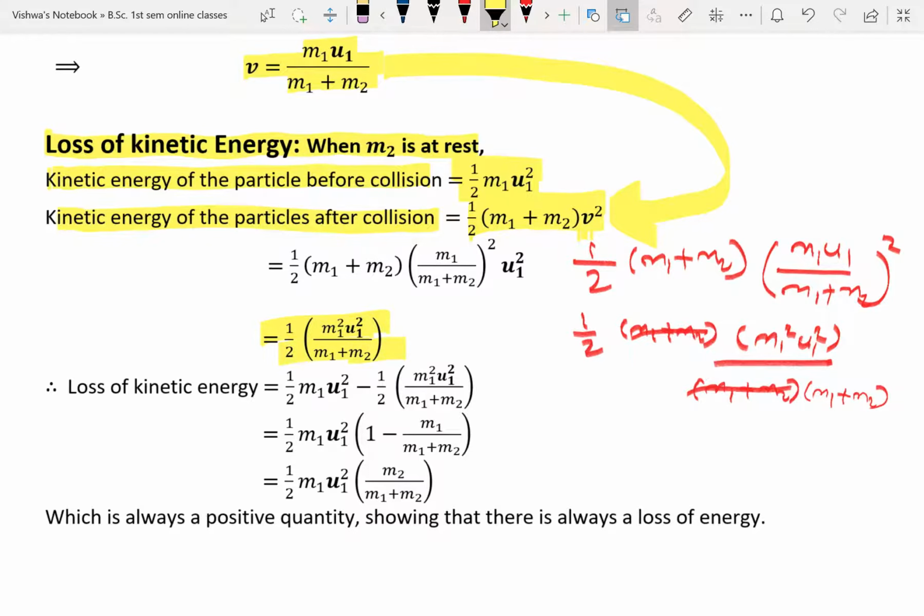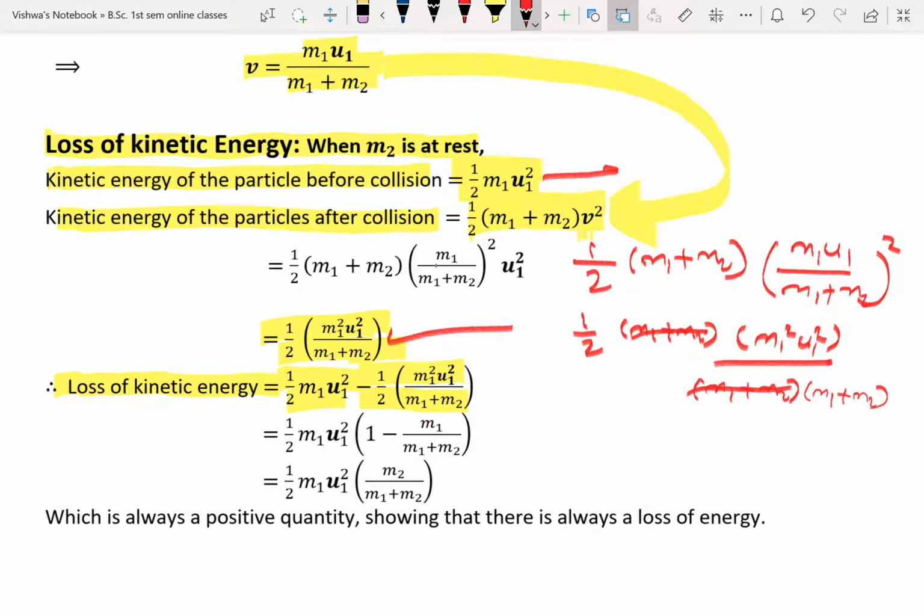Now loss of kinetic energy means there may be a loss in kinetic energy after the collision. So before collision it has more kinetic energy, after collision it loses some kinetic energy and becomes less. So to find the loss in kinetic energy, it is kinetic energy before collision minus kinetic energy after collision. This is the expression for kinetic energy before collision, and the kinetic energy after collision is this one. So 1/2 m1 u1 square minus 1/2 m1 square u1 square by (m1 plus m2).